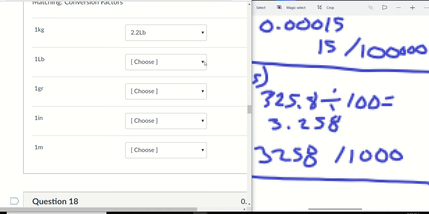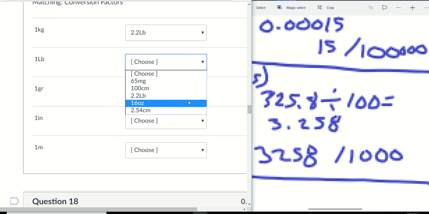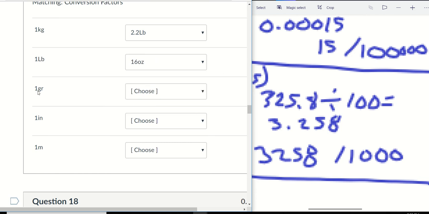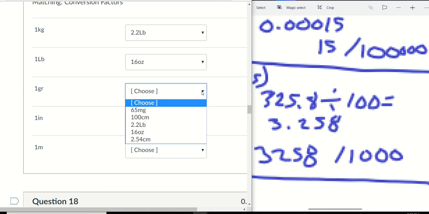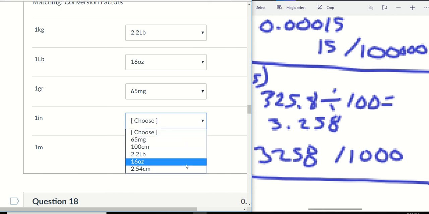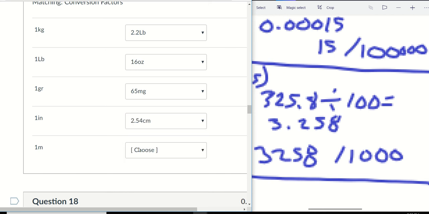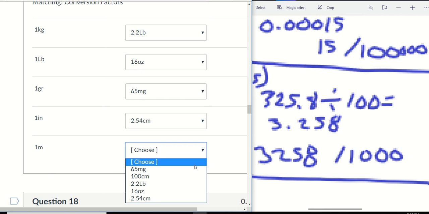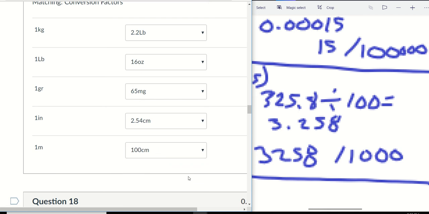Yep, 1 pound is 16 ounces. GR, what's a GR? Grain, not a gram. 1 grain is 65 milligrams. An inch is how many centimeters? 2.54. And a meter is how many centimeters? Cent means 100. So add those to your flashcards and memory bank.